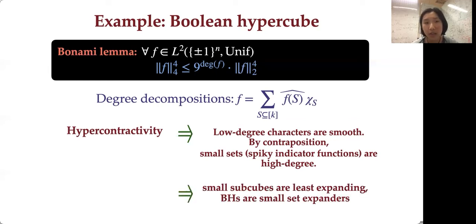Furthermore, if we use some more Fourier analysis techniques to analyze the associated noise random walk on the hypercube, we'll realize that the small subcubes precisely correspond to the least expanding sets in the Boolean hypercube. From analyzing the expansion of these small subcubes, we can deduce that Boolean hypercubes are small set expanders. But the second step I won't be talking too much about here. It's not quite relevant for this talk yet, so I'll leave it at that abstraction level.